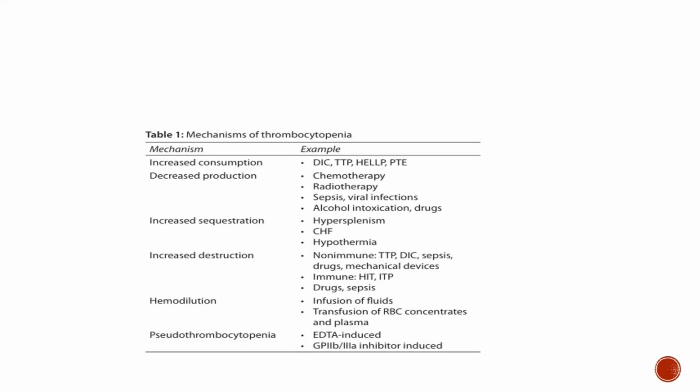Increased destruction will occur in non-immune conditions like TTP, DIC, sepsis, drugs, mechanical devices, and immune thrombocytopenia like HIT, ITP, drugs, and sepsis. Then it also occurs because of hemodilution, like because of the infusion of fluids, transfusion of RBC concentrate and plasma, and sometimes it could be pseudothrombocytopenia because it could be EDTA induced or glycoprotein 2b3a inhibitor induced.